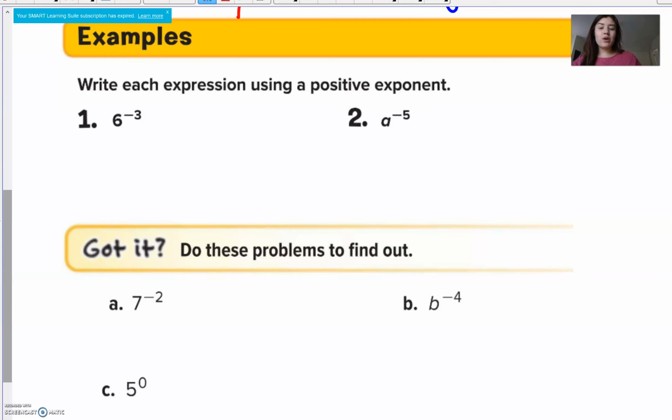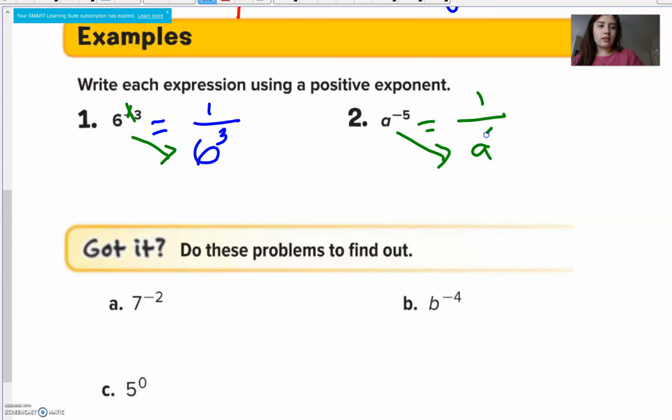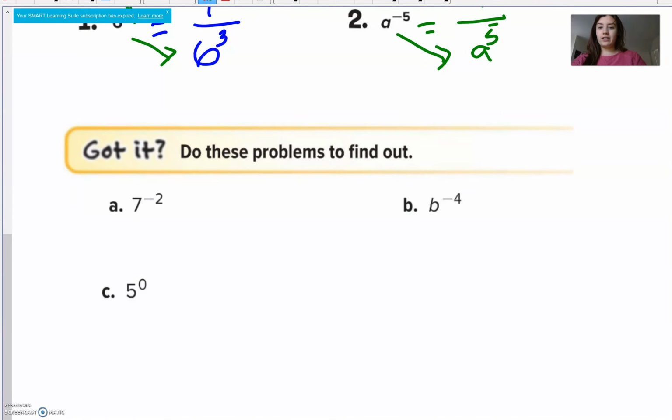That's typically the one mistake that happens with this lesson. We're moving on to our example. 6 to the negative third power, we know right away to do 1 over 6 to the third power. We just bring it down and get rid of that negative exponent. So we're going to go to example 2, a to the negative 5. We're going to move that down below 1 and not include the negative sign. So it's just 1 over a to the 5th. So you guys go ahead and do a, b, and c. C should be an easy one to answer. Anything to the 0 power equals 1.